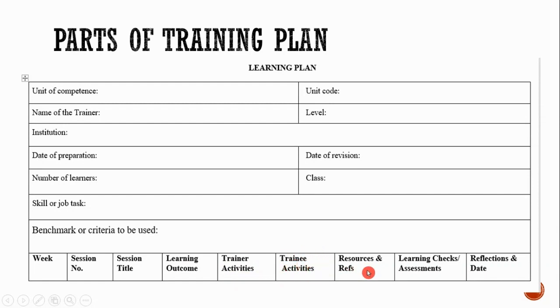You also have resources and references. We talked about the importance of identifying resources and what affects your choice of resources and probably your learning outcomes. The learning checks and assessments are very key and important for CBET sessions. You need to be able to assess the learning outcomes during the session. And then reflections and dates.